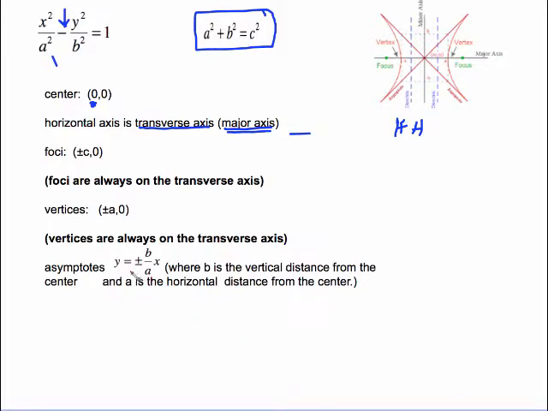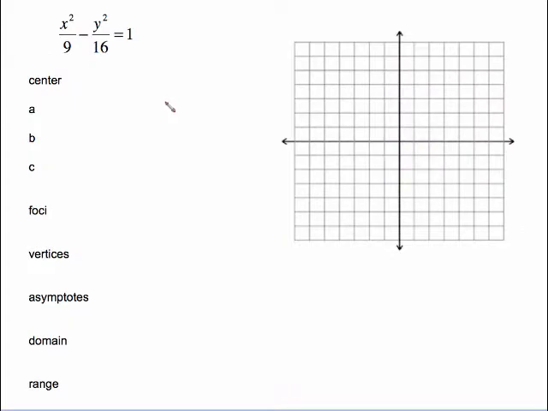And the asymptote formula is just y equals plus or minus b over a x, where b is the vertical distance from the center and a is the horizontal, just like we called a and b the horizontal and vertical all along. So let's look at an example and see what's similar and what is not.